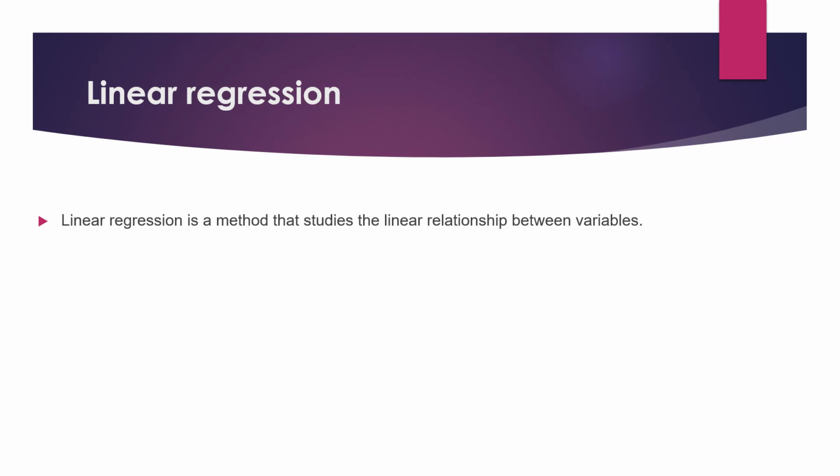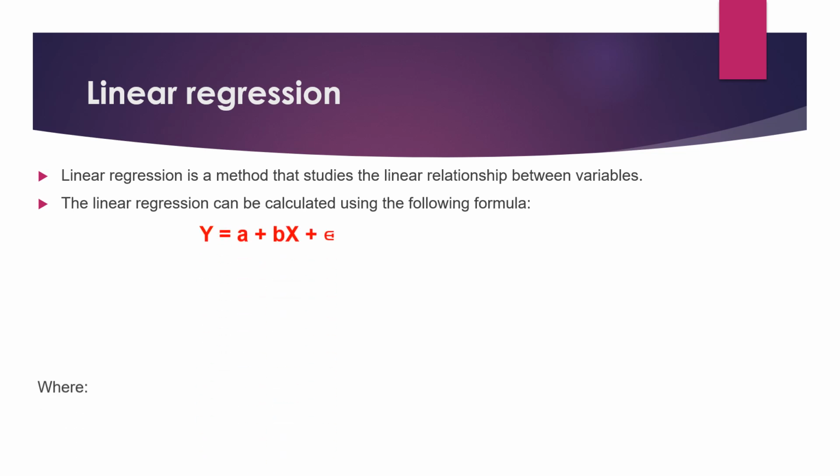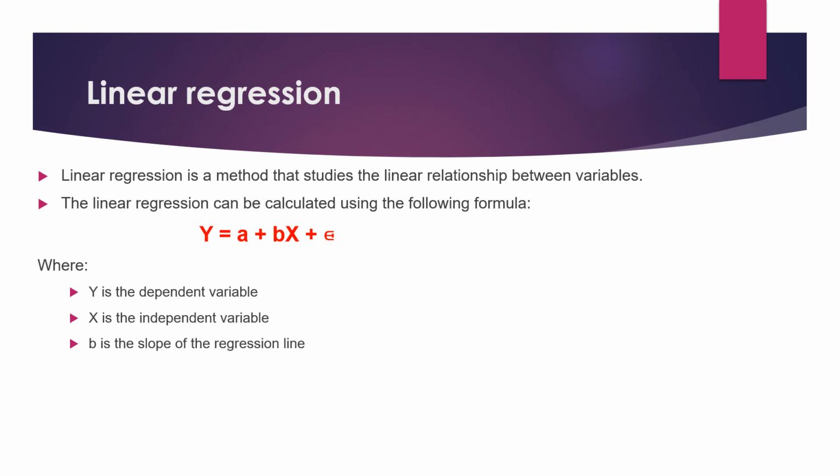Now, we are going to learn the linear regression. Linear regression is a method that studies the linear relationship between variables. The linear regression can be calculated by using the following formula, where y is the dependent variable and x is the independent variable. So b represents the slope of the regression line and a is the intercept of the regression line. So here the residuals are represented with this icon e.